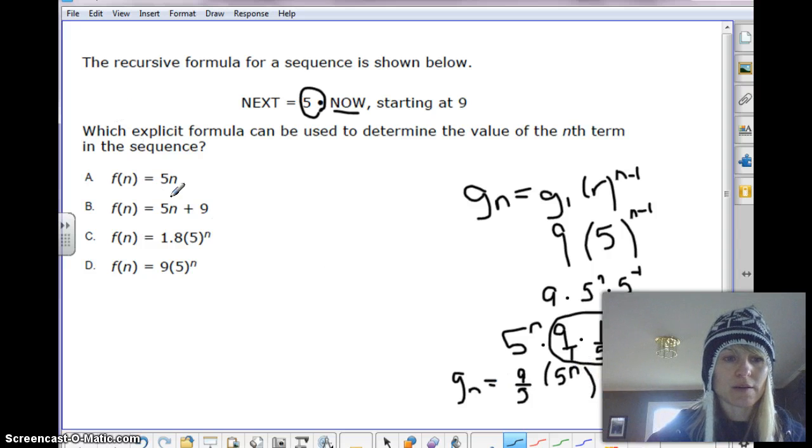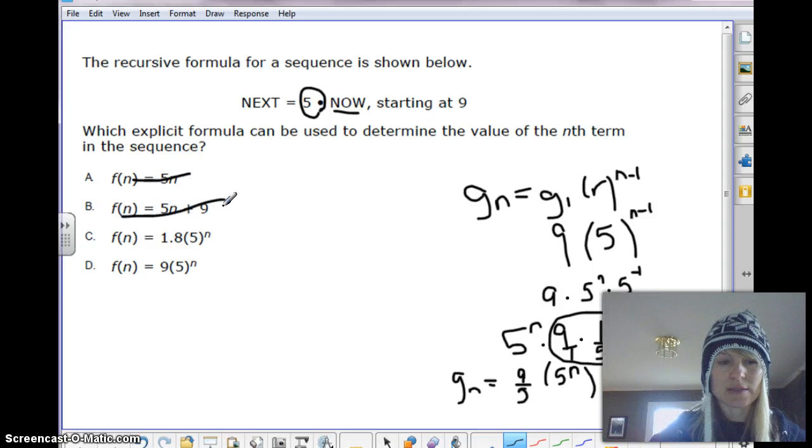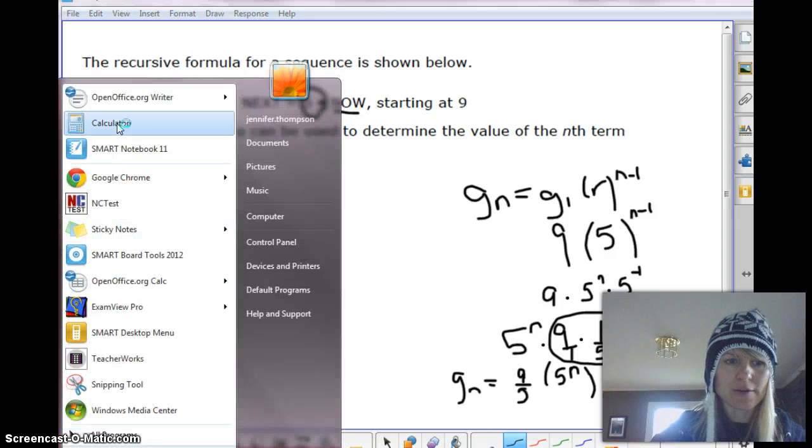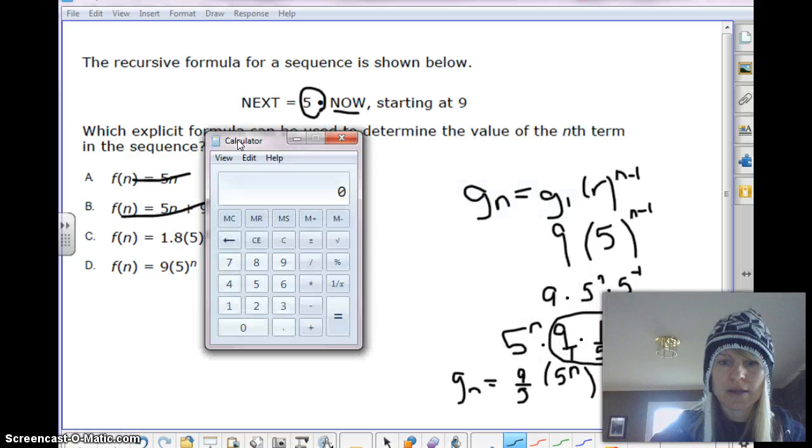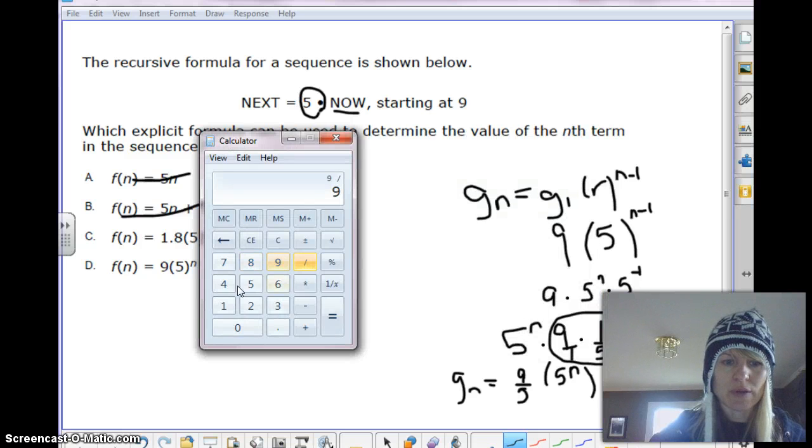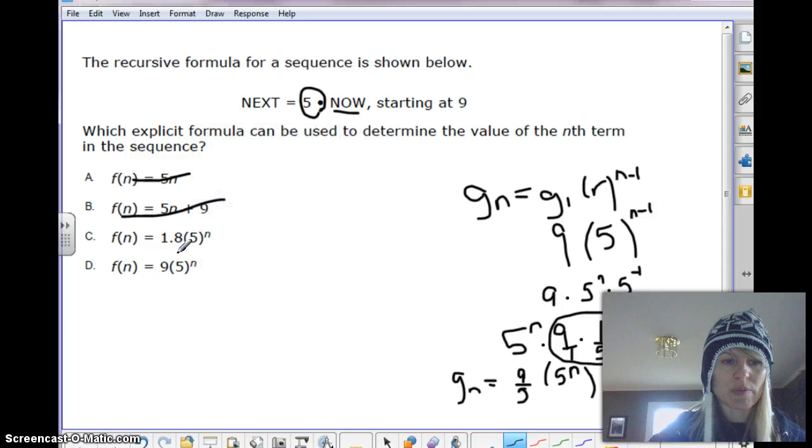So I look over here, and that's not it. That's arithmetic because there's a plus. These have the 5 to the n, and that's a 9, that's 1.8. None of it matches, so I'll get my calculator out and see what 9 divided by 5 is. Oh, 1.8. So this must be my answer, 1.8 times 5 to the n.